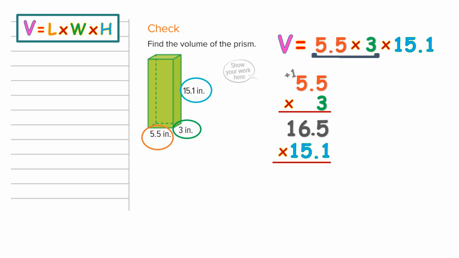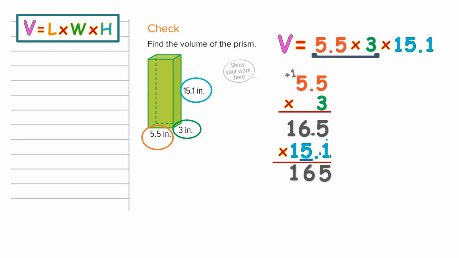So now I have 16.5. But then I have to multiply that answer by the 15.1. So now I've got 3 different digits that I have to multiply by. 1 times 5 is 5, 1 times 6 is 6, and 1 times 1 is 1. Oh, that's right. 1 times any number is just that number, and they stay in the same order. That's easy enough. What about the 5?